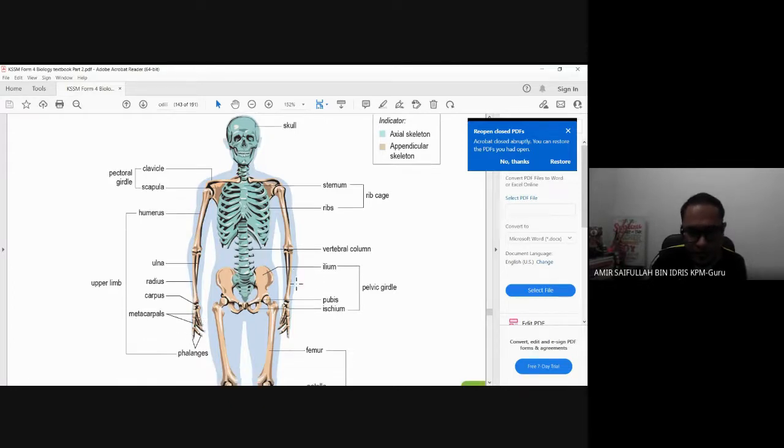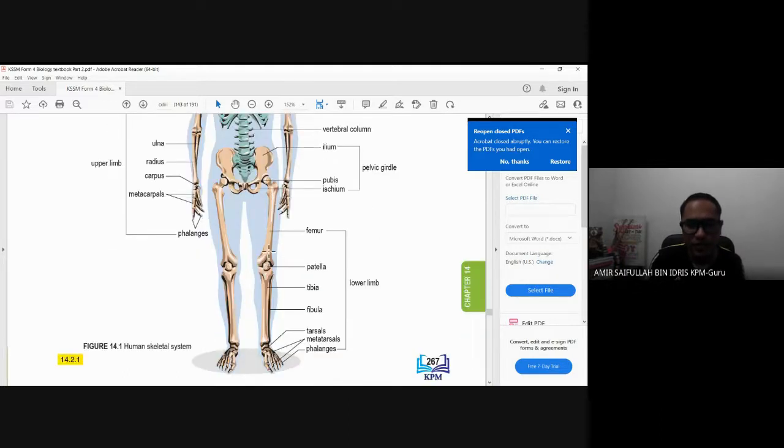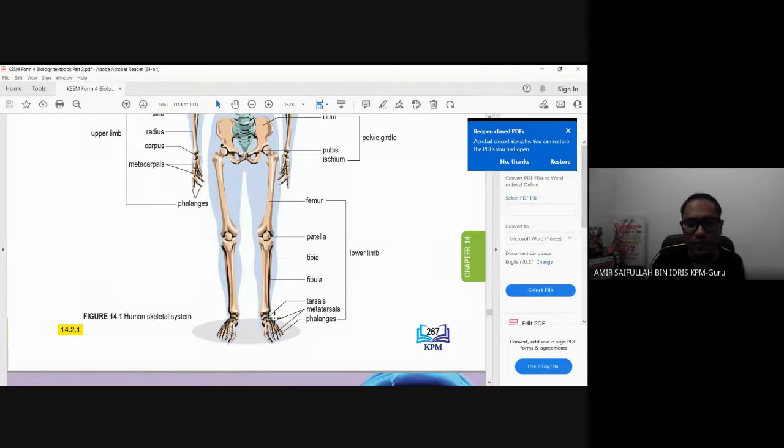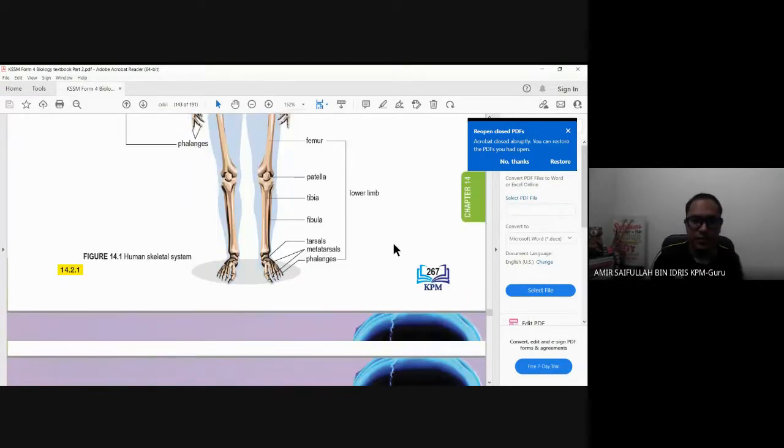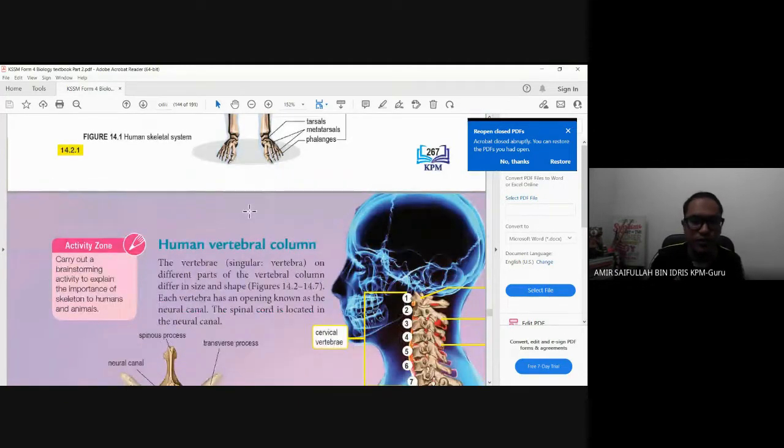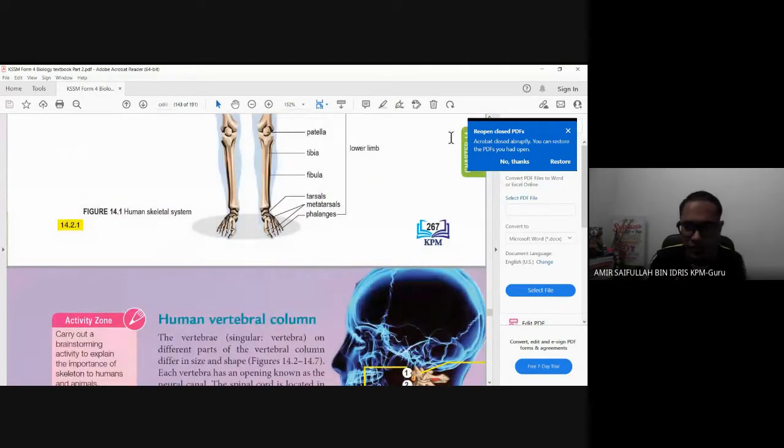Okay, next you have the ilium. Ilium ni ialah tulang bontot kamu dekat bontot. Okay. And then there's a pubis at the private area, pubic, and then ischium. So these three will make up the pelvic girdle. Next, you have the femur, the longest bone in the body, and then patella, tibia at the front, and then at the back got fibula, and then tarsal, metatarsal, phalanges. Okay, so that is all for human skeletal system.